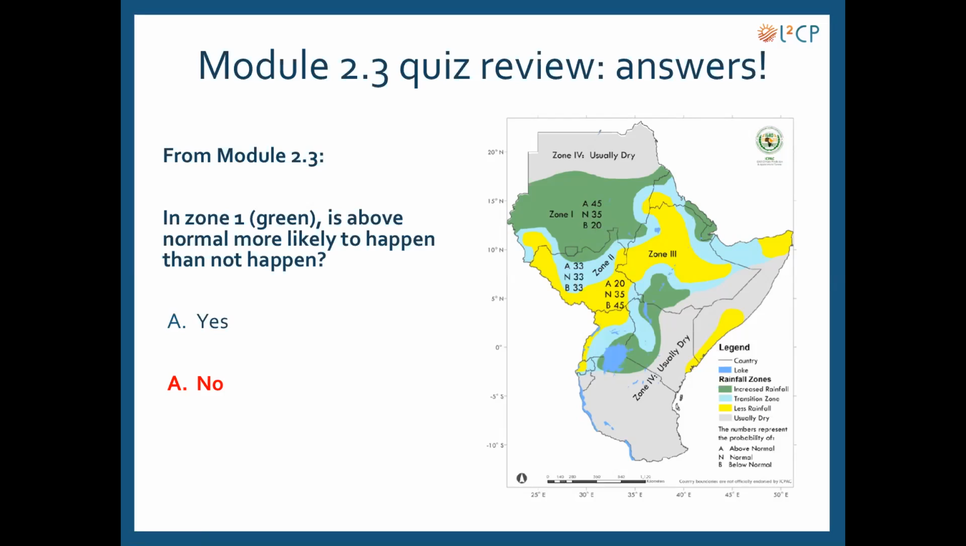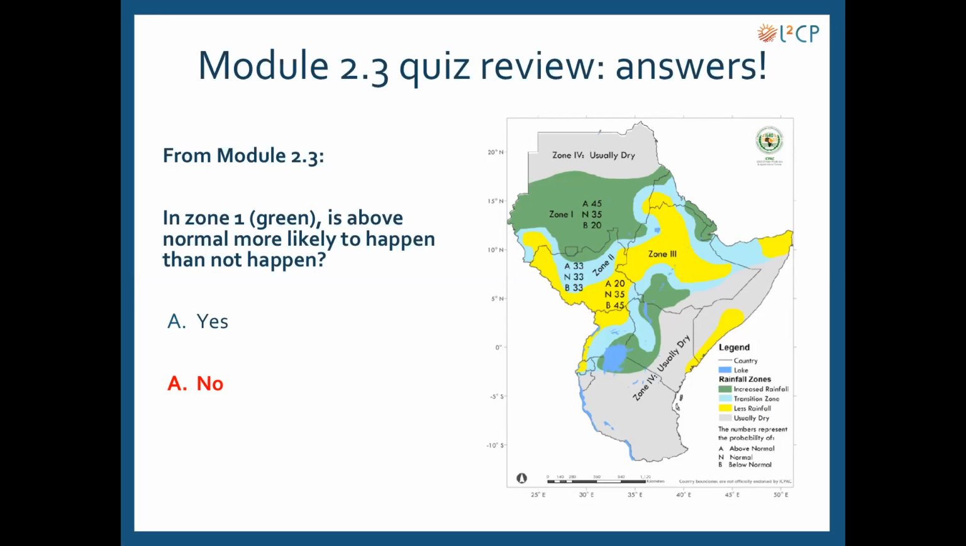Above normal is less likely to happen than not happen. Although above normal is the highest probability category out of the 3, if you consider the other categories together, those 2 are more likely than above normal. I think so. In terms of answers, about half and half said yes and no. So maybe the wording was a bit tricky there.